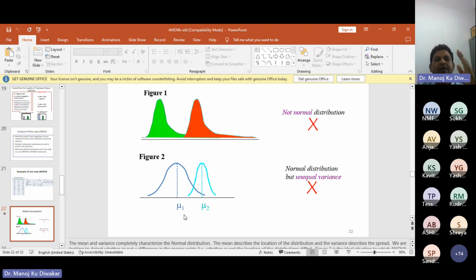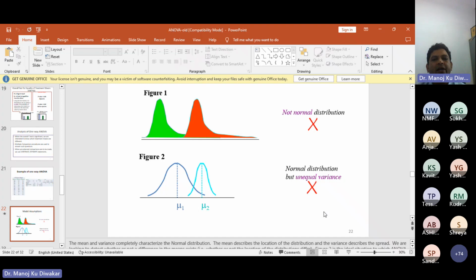If you cut from here, then these values are equally symmetrical. So this is a symmetrical distribution, but with unequal variances. The variability in this sample is very low, while the variability in the blue sample is very high. So one assumption is fulfilled here and the other is not fulfilled in this question. So we will say this is a normal distribution but with unequal variance.